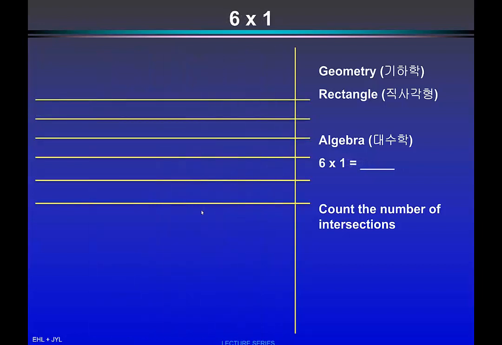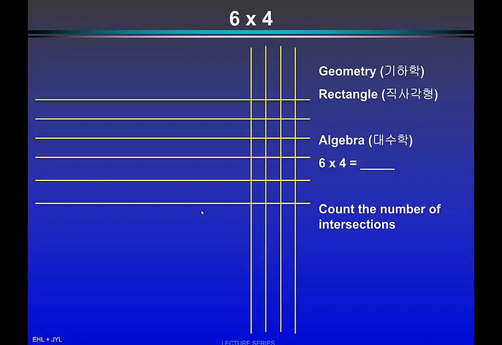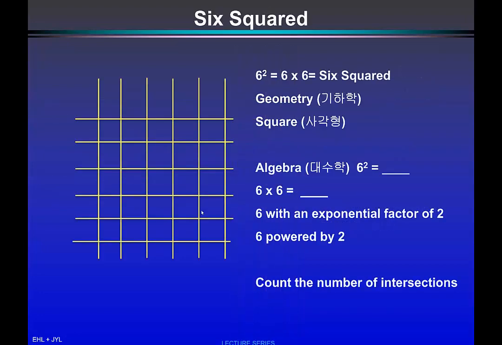6 times 1 is 6. 6 times 2 is 12. Again, you have the geometry of a rectangle. 6 times 3 is 18. 6 times 4 is 24. 6 times 5 is 30. And here you have 6 squared equals 36, or 6 times 6.